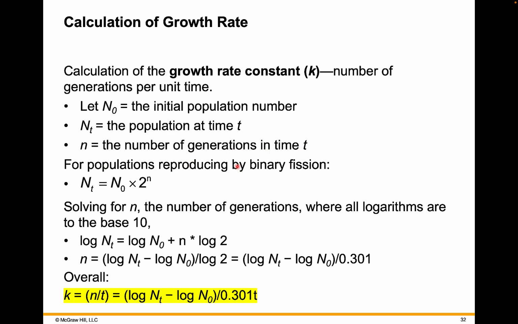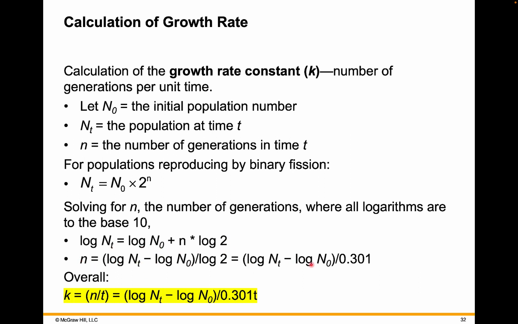So for the population reproducing by binary fission, the Nt, the population at time t, is N0, the initial population number, multiplied by 2 to the power n, the number of generations in that time, because it's binary fission. And if you solve this for n, the number of generations, when all logs are base 10, log Nt is log N0 plus n log 2.